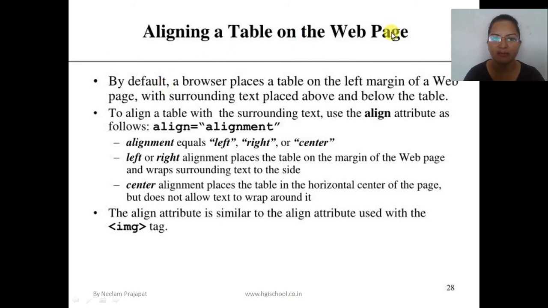Now, aligning a table on the web page. If we have to set the alignment, like if we want a table in the center, left or right of the web browser, then we will use the align attribute. By default, as you know already, a table always shows on the left margin of the web page, with surrounding text placed above and below the table. Now to align a table with surrounding text, use the align attribute: align equals left, right or center. According to that, it will be adjusted in the web browser.